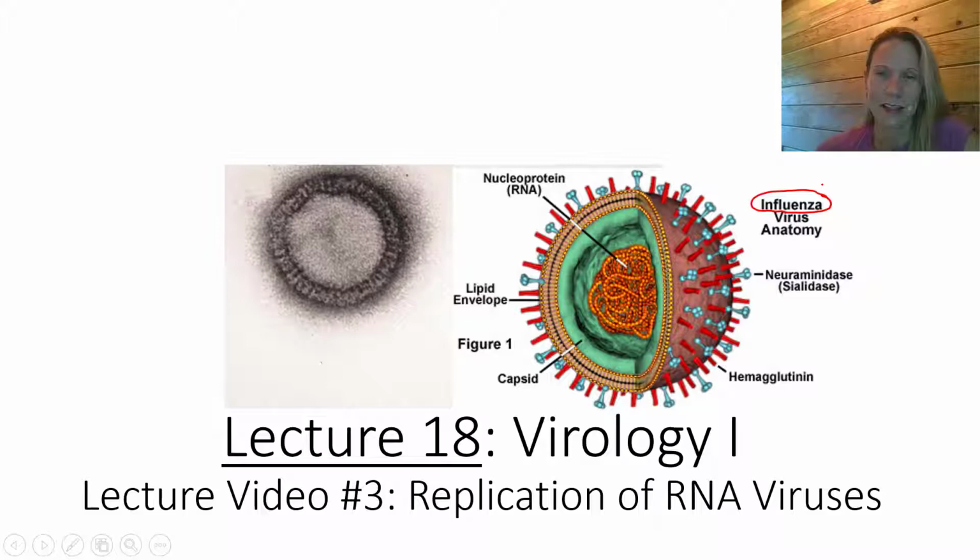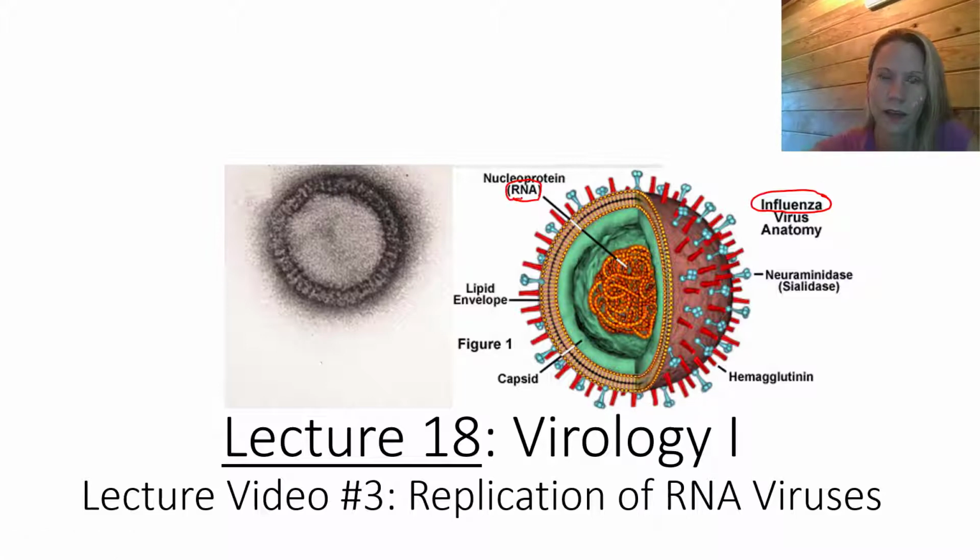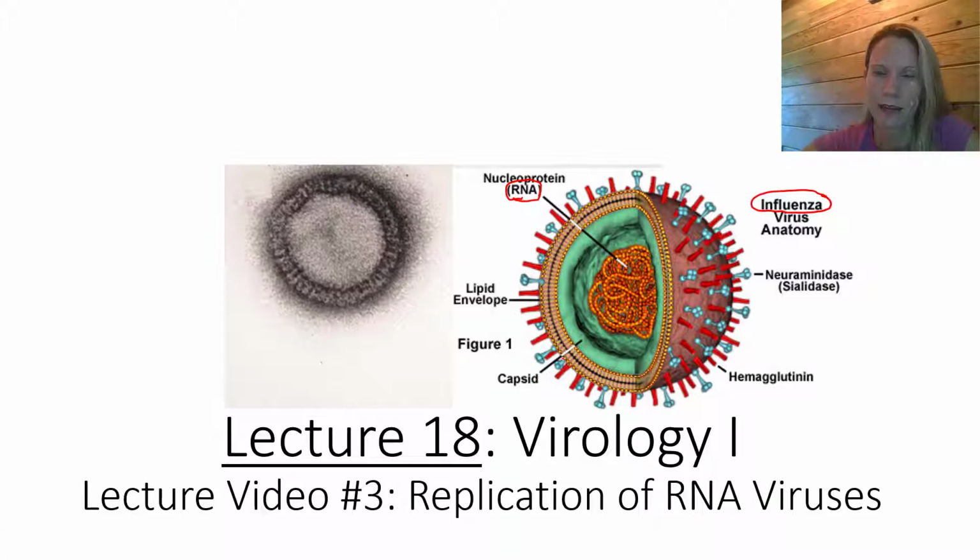So we see it has a genetic core of RNA, and then it has a capsid. Now it has a spherical capsid, and then it has a lipid envelope and several different spike proteins that are sticking out from the surface of the influenza virus. And we see on the left what that looks like under the electron microscope.